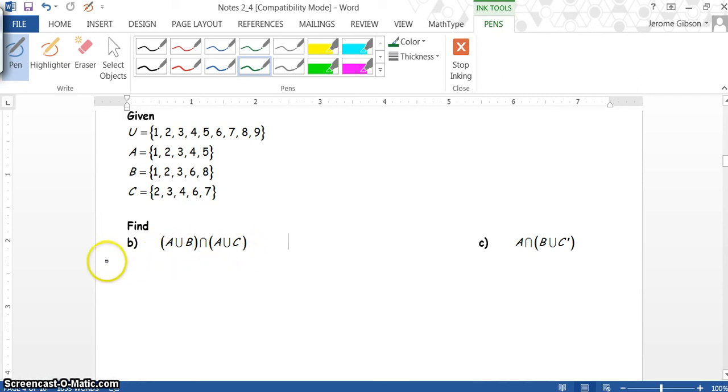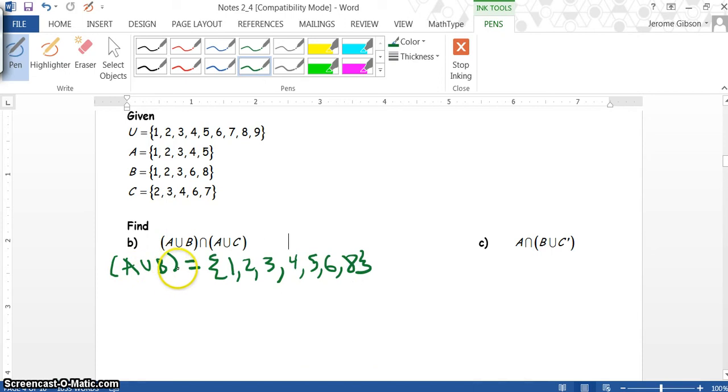So this is what I would suggest you do. First, let's do A union B. Now we know whenever we're dealing with union, we will write all the elements in both sets and the repeaters we will only write once. If you notice here, 1, 2, and 3 repeat in both sets. So let's write those once. And then we will have 4, 5, 6, and also 8. Now that took care of A union B.